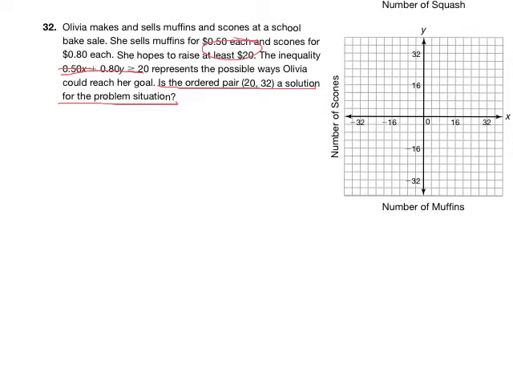Can she sell 20 muffins and 32 scones and make more than $20? That's what the real question is, right? All right. So let's do it. So you would plug in. If the muffins are 50 cents and you sell 20, how much is that? That is $10. And then 80 cents for scones, and if you sell 32, it would be $25.60.